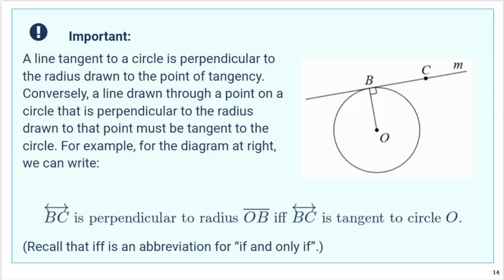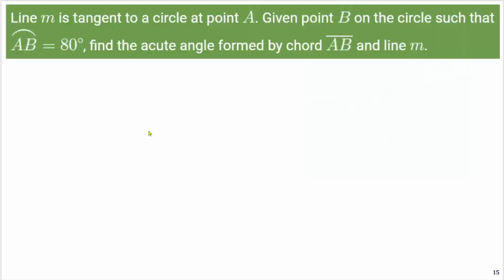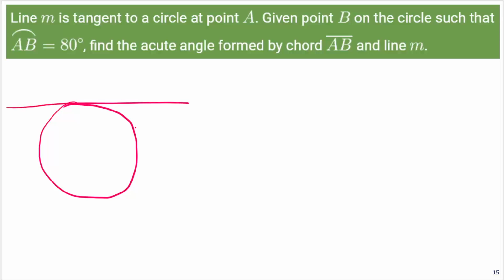Alright, have you finished? Okay, let's see another example here. Line M is tangent to a circle at point A, given point B on the circle such that arc AB is 80 degrees. Can you find the acute angle formed by chord AB and line M? So I'll draw the diagram for you here. We have a circle, and line M is tangent to the circle at point A.